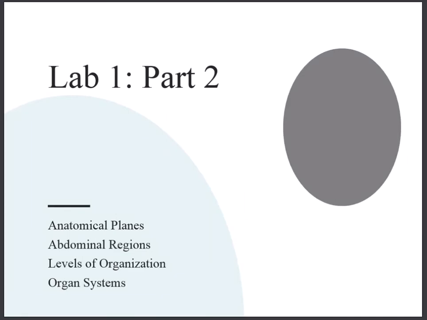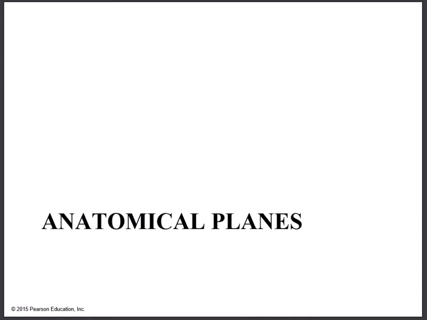In this video, we'll continue our discussion of some basic terminology and basic concepts related to anatomy and physiology. We're going to take a look at anatomical planes. We'll then take a look at two systems of identifying abdominal regions. We'll review the levels of organization, and then we'll do a quick overview of the 11 organ systems. So let's start by looking at anatomical planes.